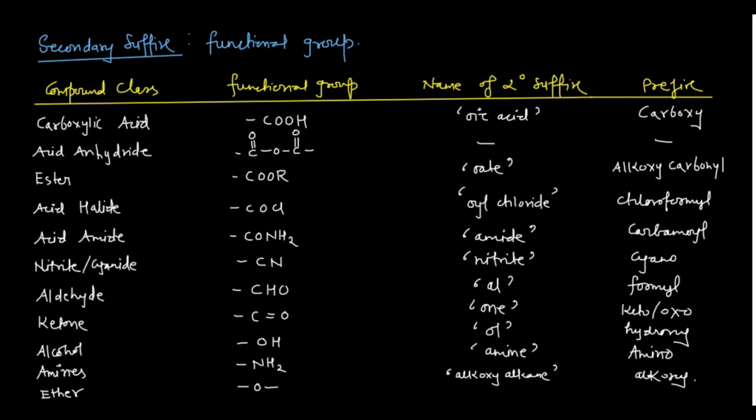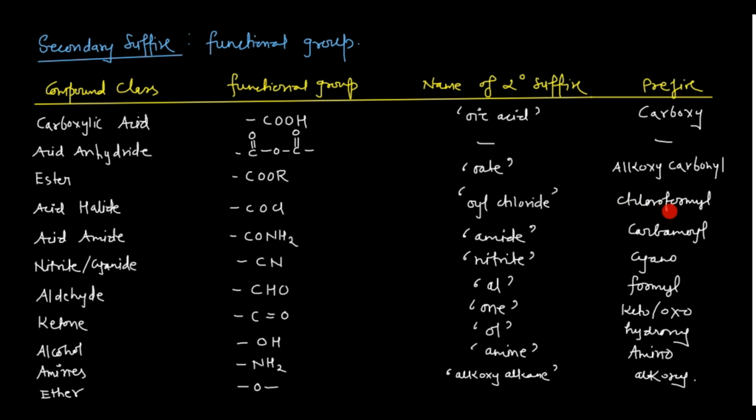And when your acid halide is the only functional group present in the molecule, then definitely the name of the compound would be "oyl chloride". Like if you have two carbons forming this acid halide, then ethanoyl chloride would be the name of the compound. But if your compound has this acid halide as well as an ester, then your ester would be treated as the main functional group and the acid halide would be treated as the prefix. And when the acid halide is treated as the prefix, its name would be chloroformyl.